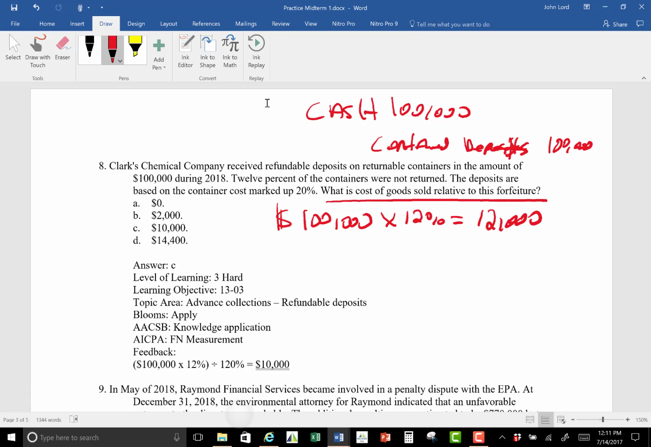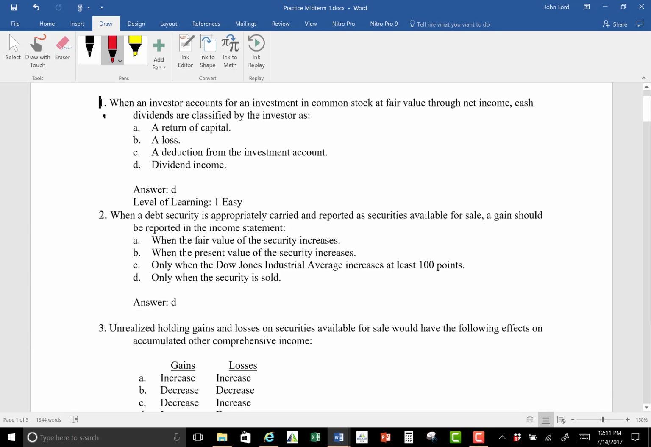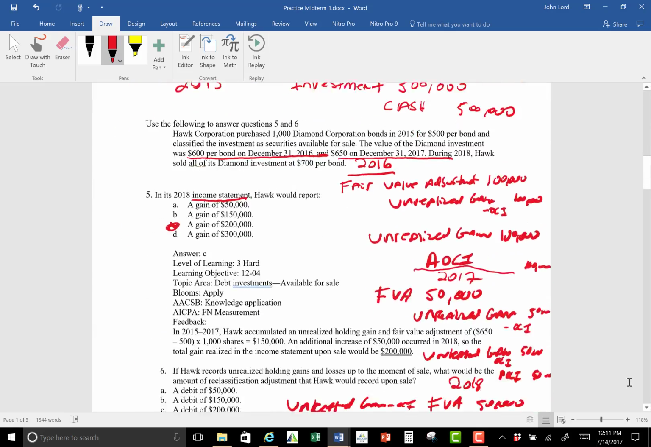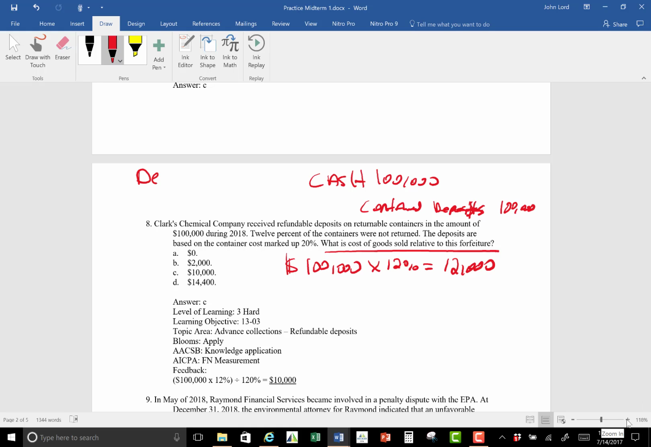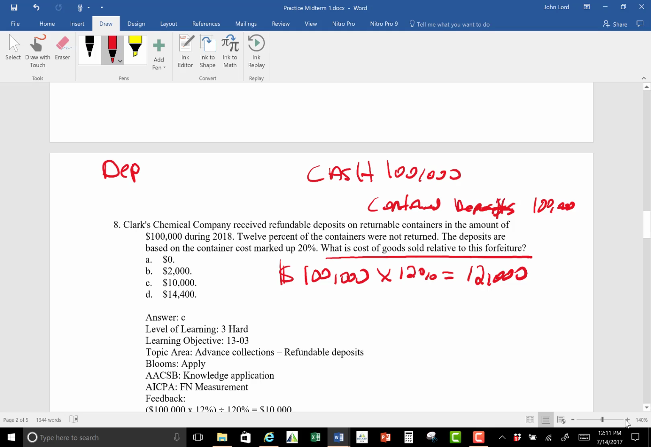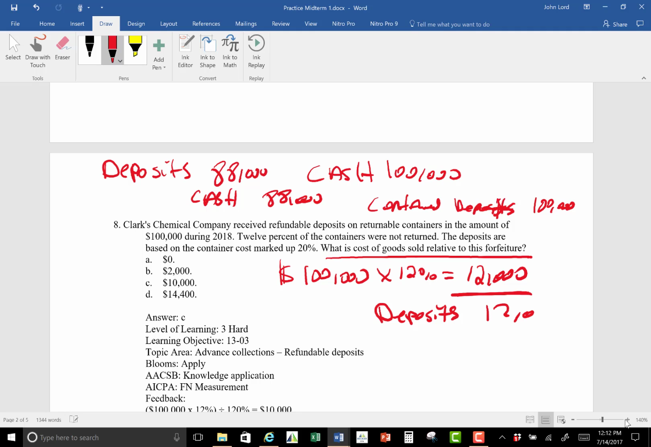Okay. So I would debit deposits for 88,000. Credit cash, right? The people brought the things back, right? Okay? And now I still have left to go 12,000, don't I? And for 12,000 of this, they didn't return it. So I'm going to keep the deposit. I'm going to debit deposits for 12,000. That closes that out. And I'm going to credit container sales for 12,000.